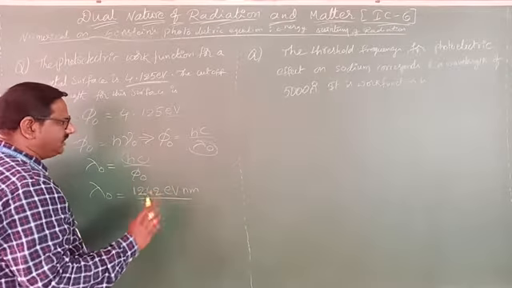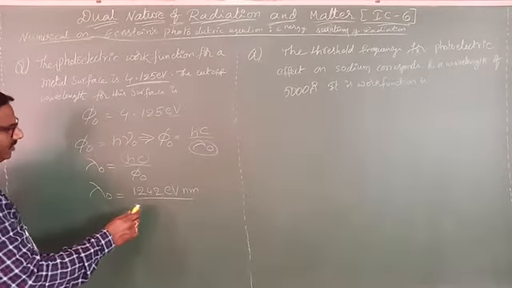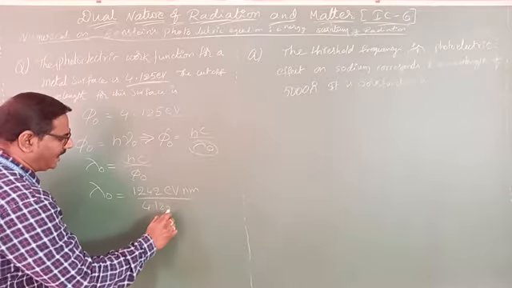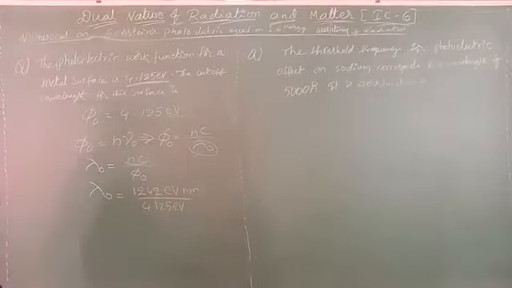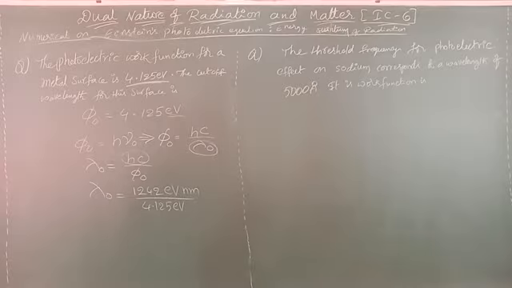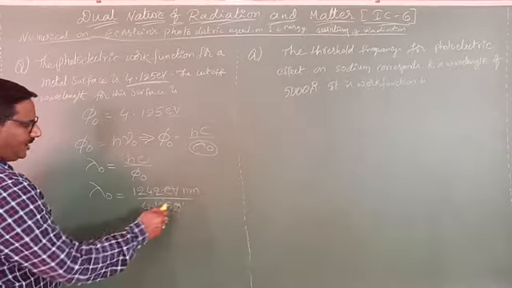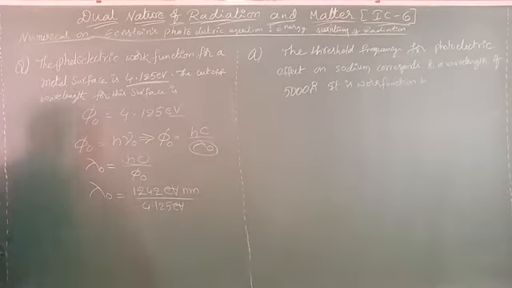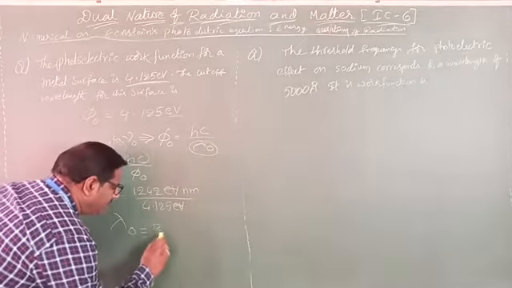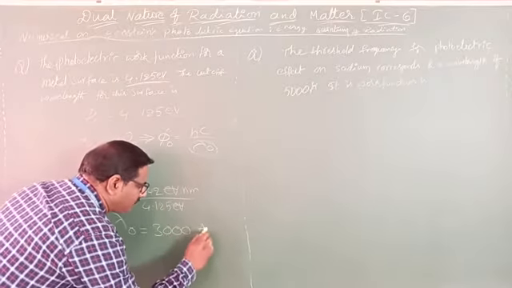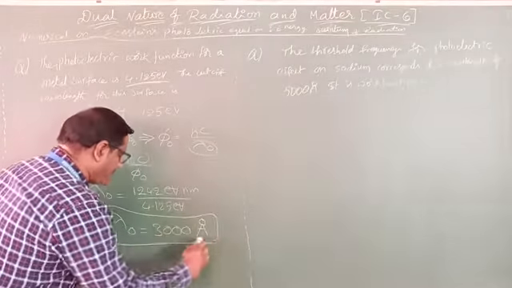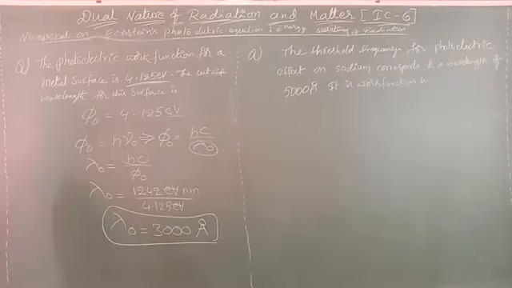What is the phi naught value? It is 4.125 electron volt. Say yes or no? If you cancel the eV and solve all this, you get lambda naught approximately 3000 angstrom. Clear? It is simple, that is what they are asking.